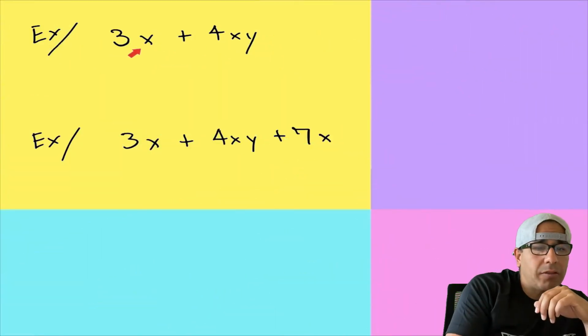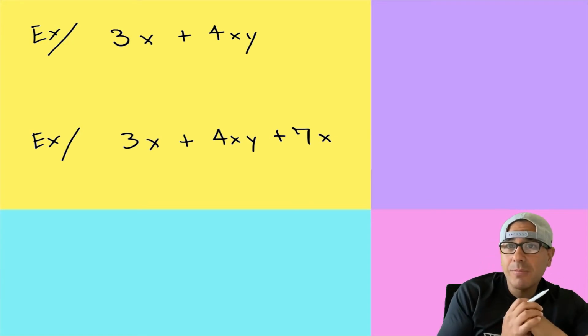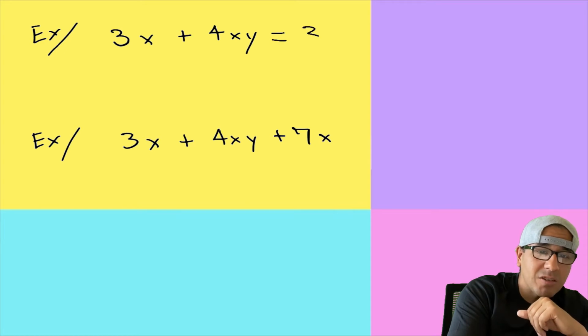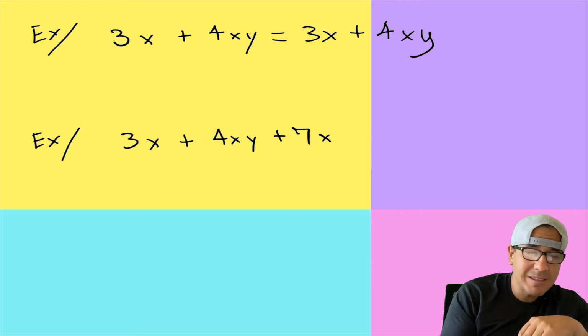So we have 3x plus 4xy. Number one, are they like terms? No, so you cannot add them or subtract them. So there's nothing for us to do here. There's nothing to see here. Move on, move on. So we cannot do anything. All right, let's look at this next example.